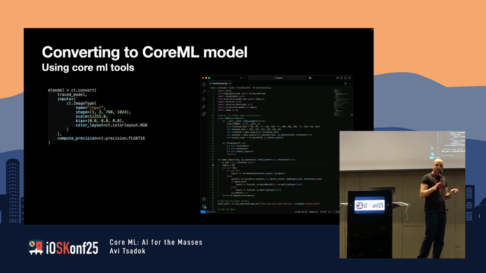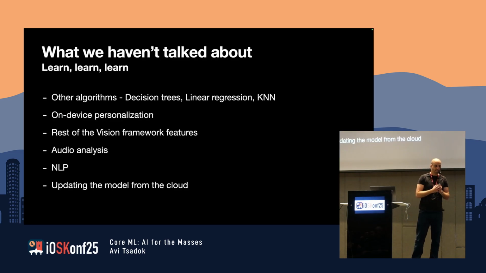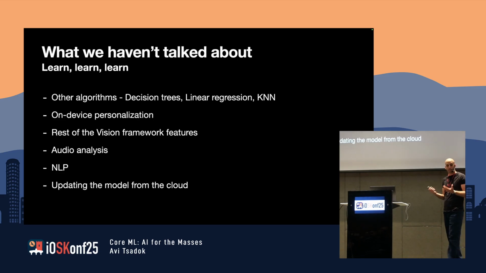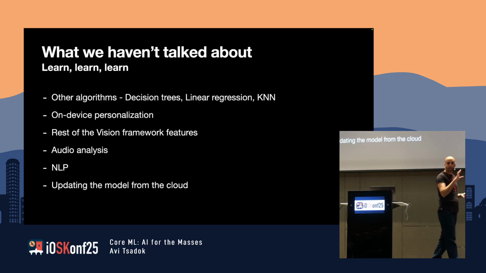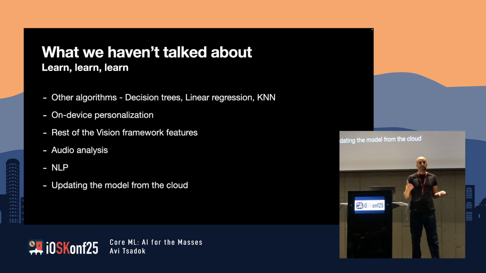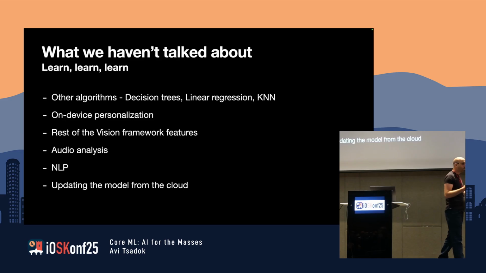So, in general, in sessions we do a recap of what we talked about. But this time, I want to talk about what we haven't talked about. For example, there are other algorithms that you can use, like decision tree, linear regression, KNN. We haven't spoken about on-device personalization, because you can take the model, for example, the 5 candies that we trained, and you can let the user add more candies on the run. This is something very, very special, and it can also use the technique of transfer learning.